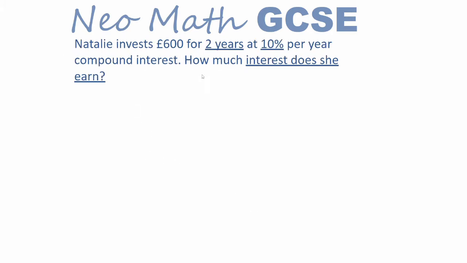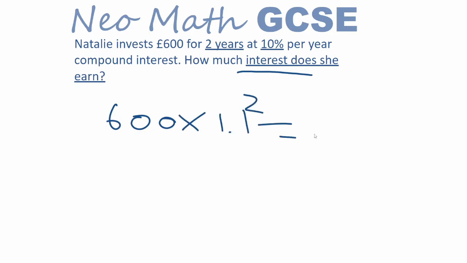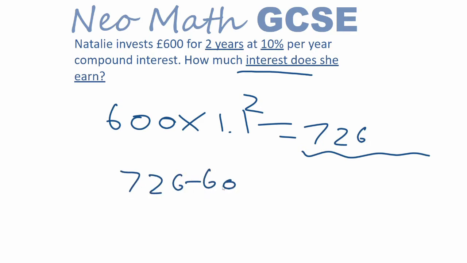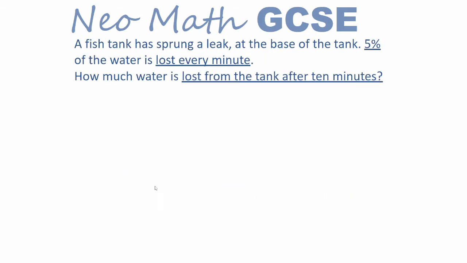So here we're working out, this is where this verbiage comes into play, the interest that she receives. So we're not working out the total amount that she has at the end, we're going to have to take it away at the end. So if we do 600 times 1.1 to the power of 2, that should give you 726, and that's not your answer. You're going to have to do 726 minus 600, and that will give you 126, and that's £126. That's the amount earned. That was quite a simple question, but that's all it requires.